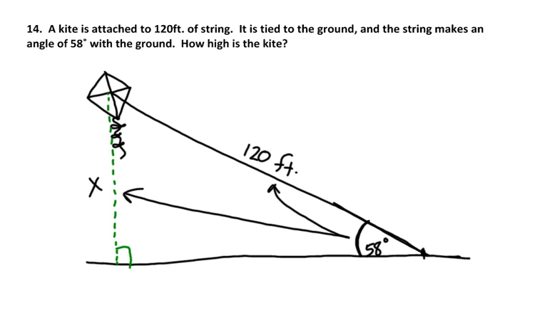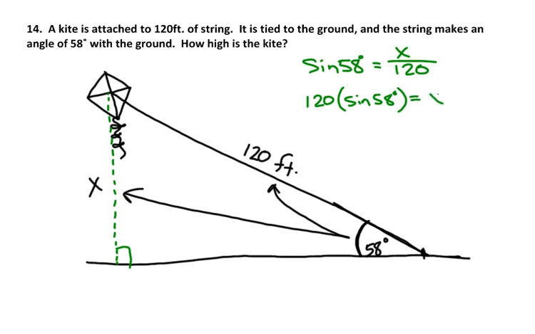So we're going to use the function that deals with opposite leg and hypotenuse. And if you remember, we just discussed this in a previous problem. Opposite leg and hypotenuse would be sine. So we know that the sine of 58 degrees is equal to x, whatever it is, over 120. So we're just going to find x by multiplying 120 over. So we have 120 times the sine of 58 degrees will give us the value x.